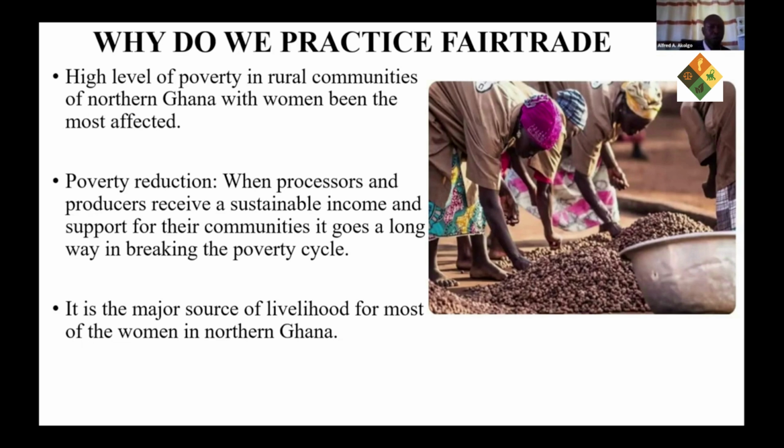So if you are practicing fair trade, it means that you want to help reduce poverty. So how do we reduce poverty? That is when processors and producers receive a sustainable income and support for their community. It goes a long way in enabling them to break the poverty cycle.